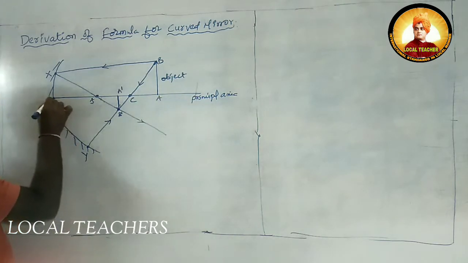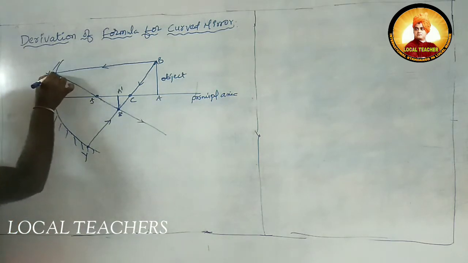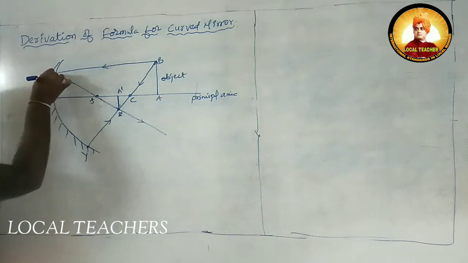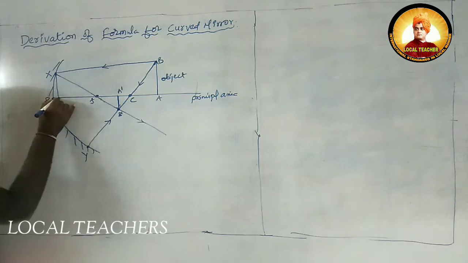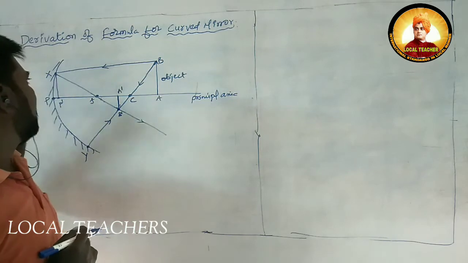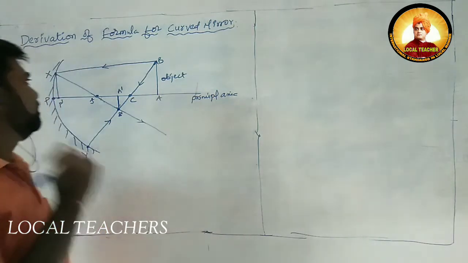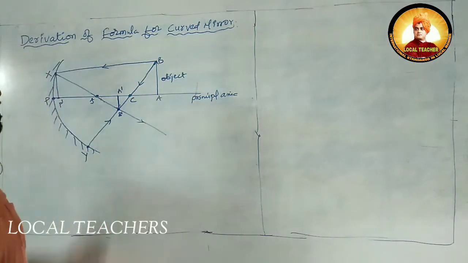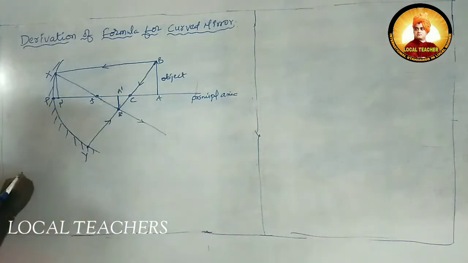Here it is the pole P. Just draw a perpendicular line from point X which meets the principal axis at a point. Consider that point is P dash. So we have drawn a perpendicular line from the point X which will meet the principal axis at point P dash.